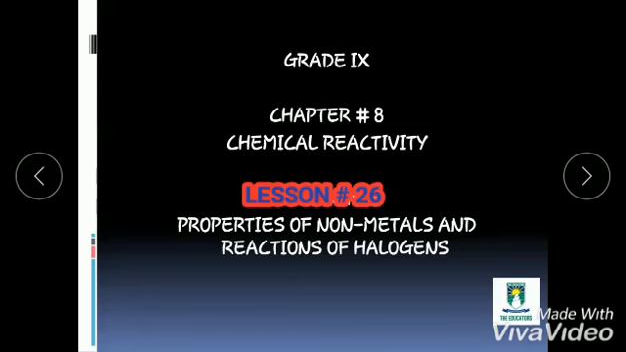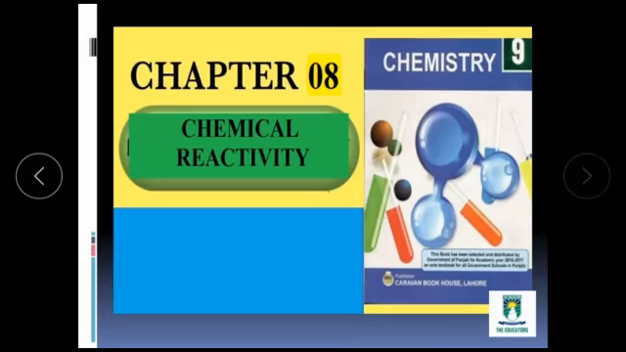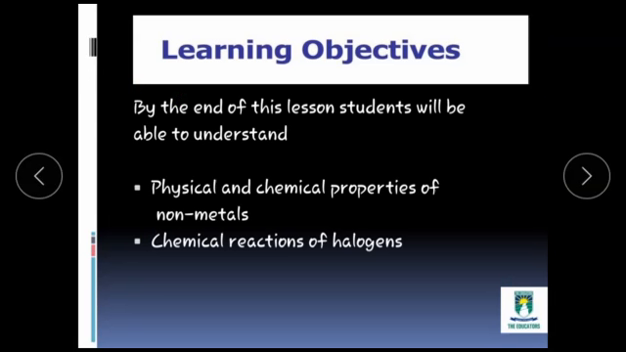And for today our topic is properties of nonmetals and reactions of halogens. Learning objectives. By the end of this lesson, students will be able to understand physical and chemical properties of nonmetals and chemical reactions of halogens. So let's move towards the topic.